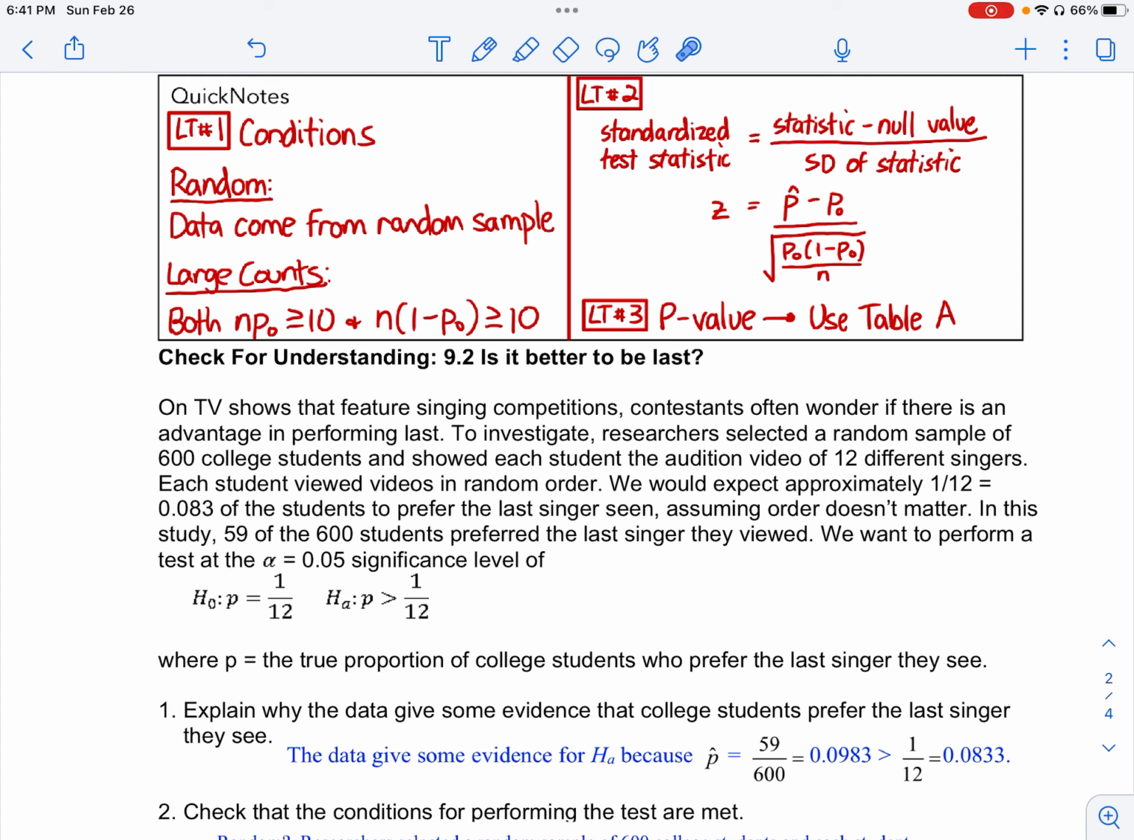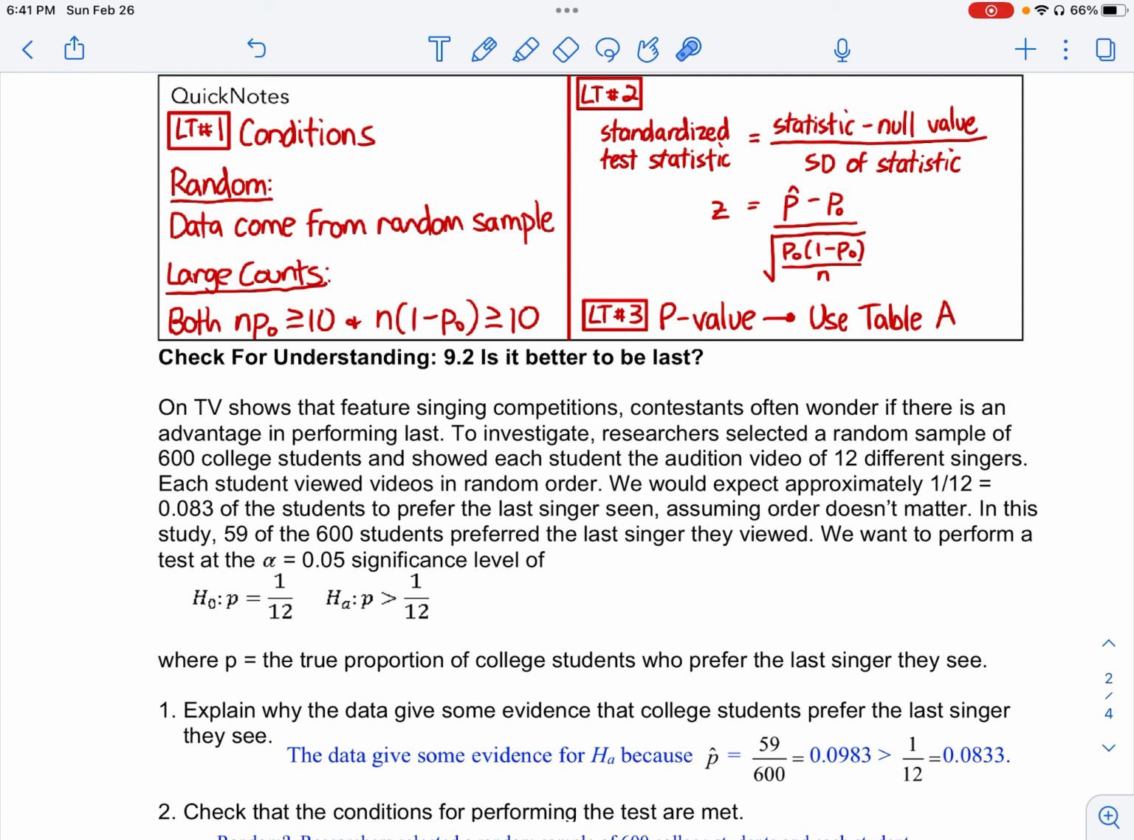We are getting a z-score for our p-hat, for our sample, for our statistic. And from that, this is called the test statistic. Then we get a p-value, and then we decide if we're going to reject the null hypothesis or not. All right, the question here, you can read it to yourself and then continue the video.